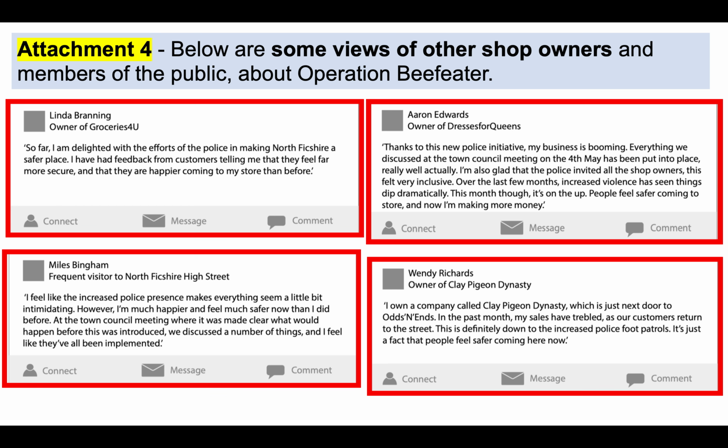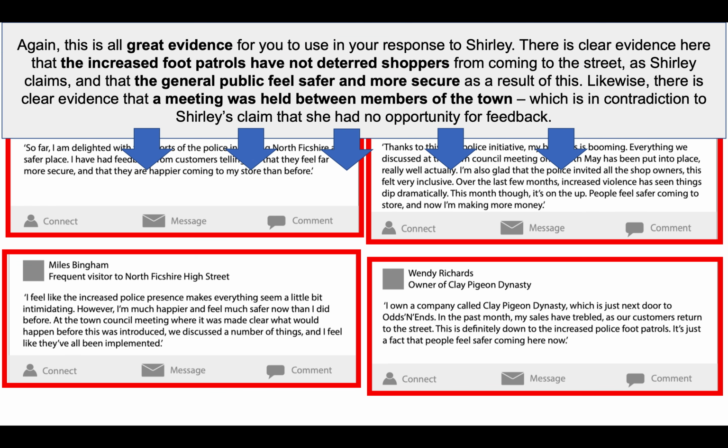So you can see there that it's all useful information that we can use. Again, this is great evidence for you to use in your response to Shirley. And there is clear evidence here that the increased foot patrols have not deterred shoppers from coming to the street, as Shirley claims, and that the general public feels safer and more secure as a result. Likewise, there is clear evidence that a meeting was held between members of the town.